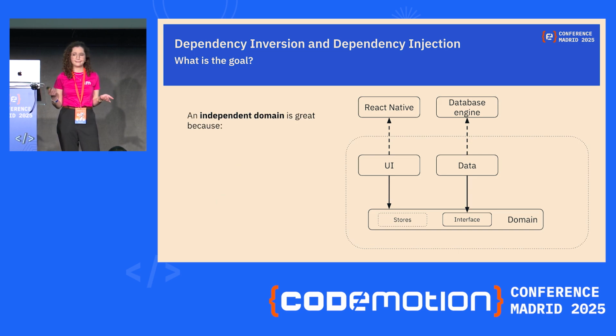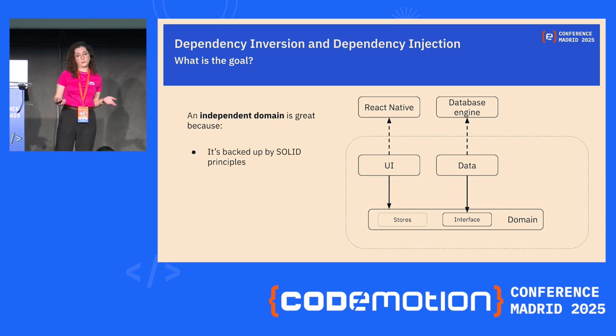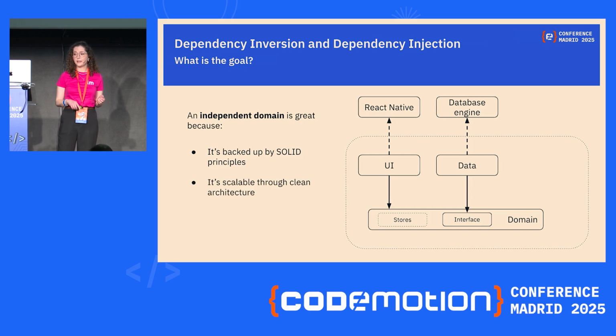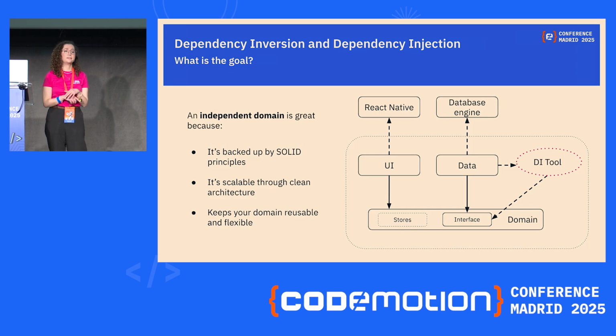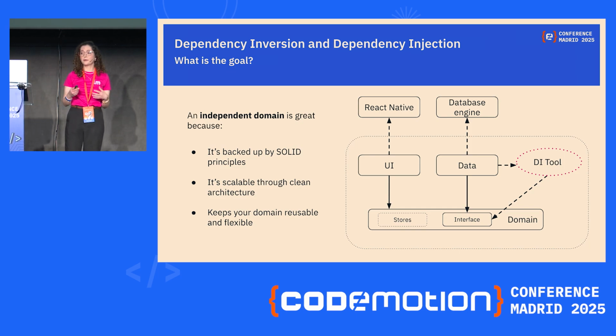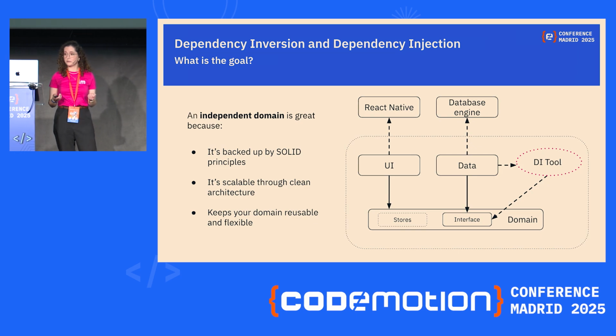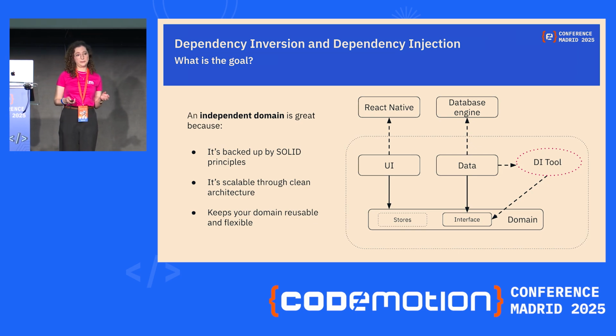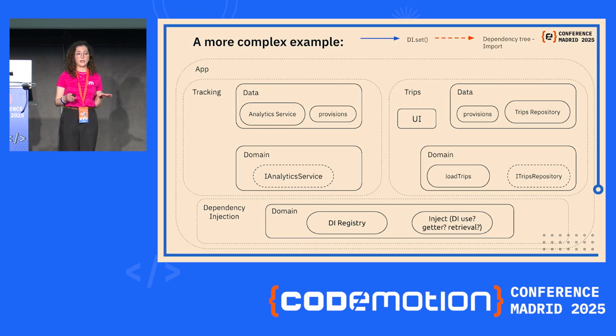I love that for us, because it's backed up by solid principles, which we all know and love. It's scalable through clean architecture, and we all love scalability. And it really keeps your domain reusable, and again, flexible, don't forget. Of course, this doesn't come from nothing. We're gonna have to create some kind of dependency injection tool for us to support this decision and support scalability. And we're gonna get to that in a minute.